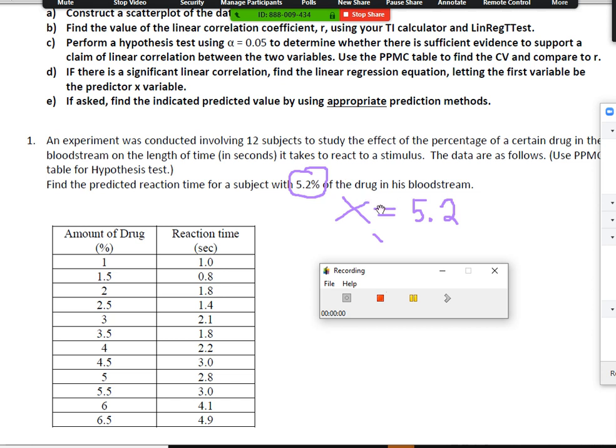This x is really 5.2 because the percent is just a label. Everything here is in percents. So all these are percents. So 5.2% would just be, in terms of x, would just be 5.2.